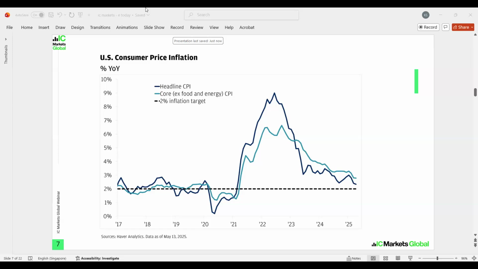CPI releases are known for causing some of the most aggressive short-term volatility in forex markets. And the reason for that is not because inflation itself is volatile in the moment, but because CPI directly impacts how traders and institutions price in future interest rate decisions.